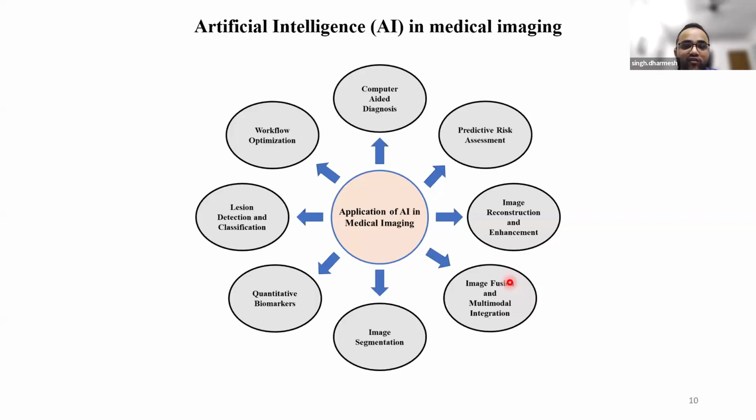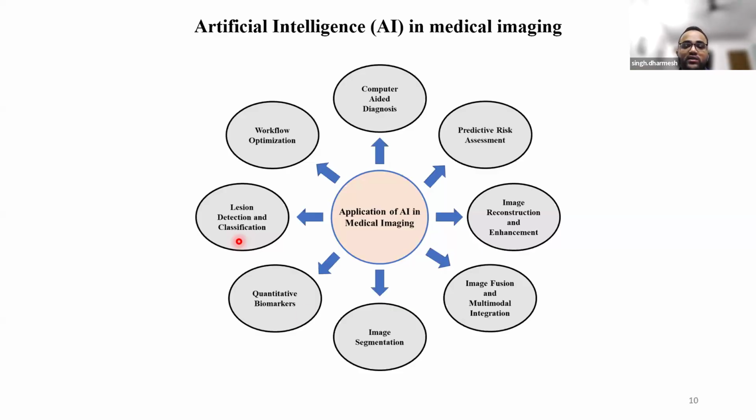And third one is workflow optimization. AI can automate tedious tasks like pre-processing, reporting, and even triaging scans, which saves valuable radiologist time and improves efficiency. And fourth one is lesion detection and classification. Perhaps the most well-known application: AI tools can detect small prostate lesions, classify them as benign, malignant, or intermediate lesions, and even provide PI-RADS score suggestions.